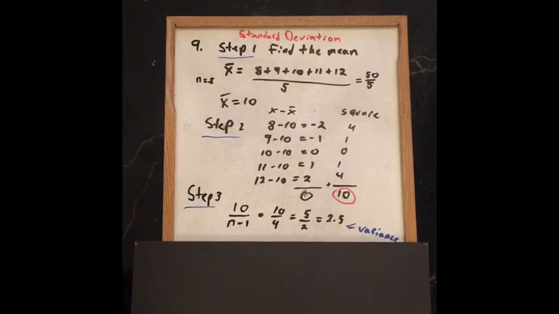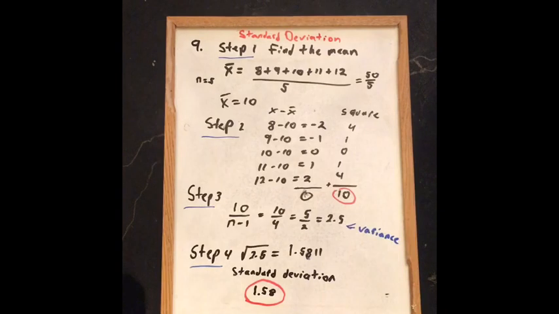And then step 4 is we're going to take the square root of the variance to get the standard deviation. Just put that in your calculator, you get 1.5811. We'll just round the standard deviation to 1.58.